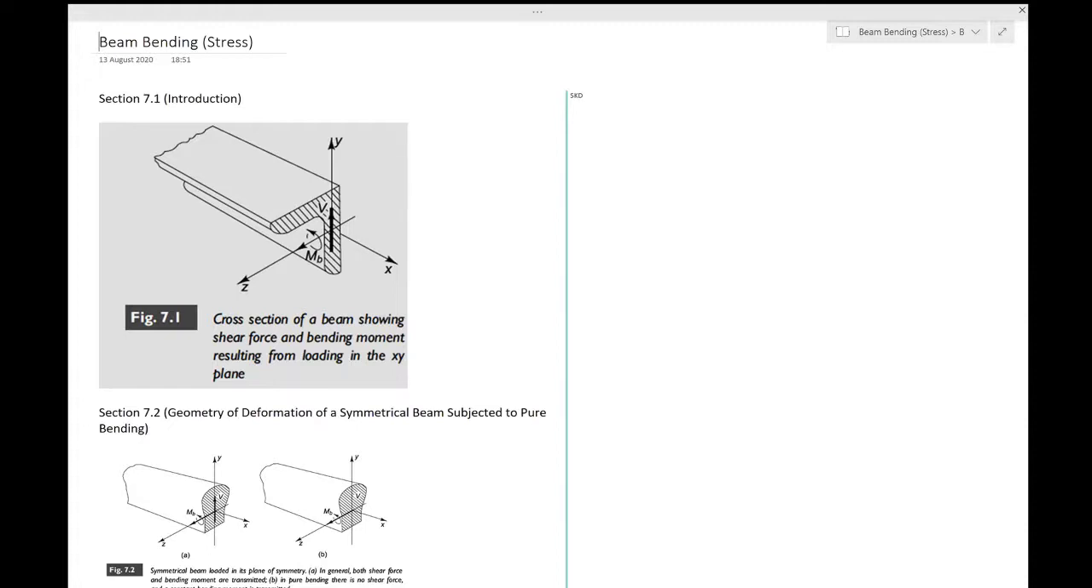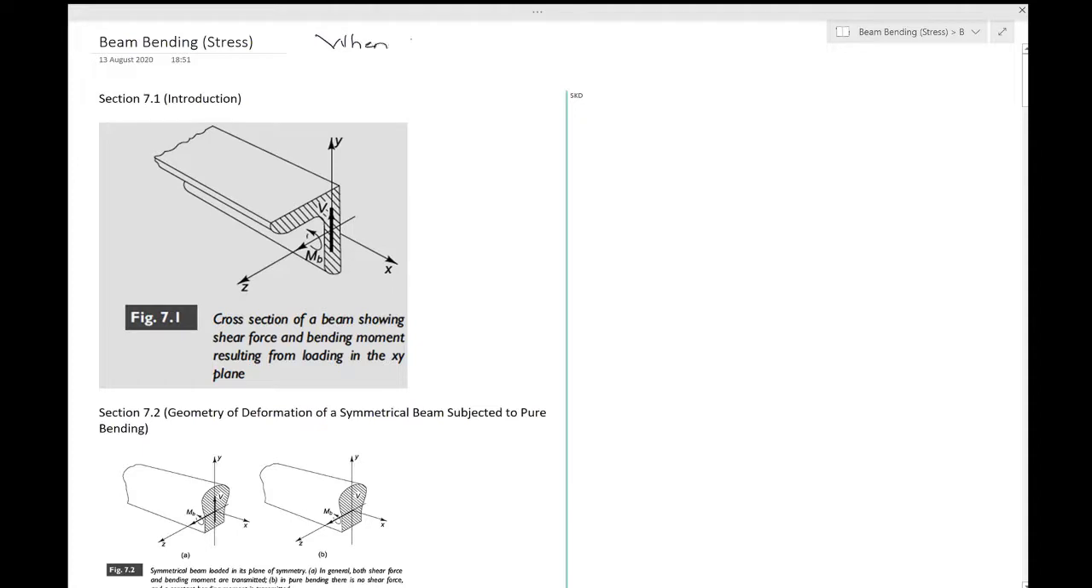Okay, so by the end of it all, we would have learnt about the three major loadings and what stress and strain they cause in a solid body, at any point in the solid body. Okay, so that's what we would be learning now. So the idea of a beam is very simple.